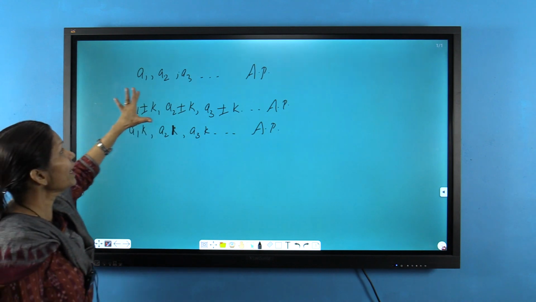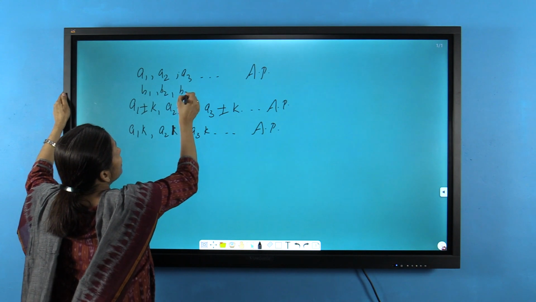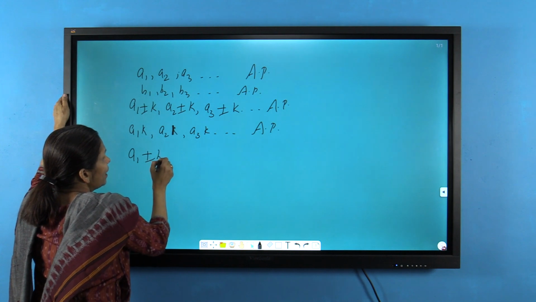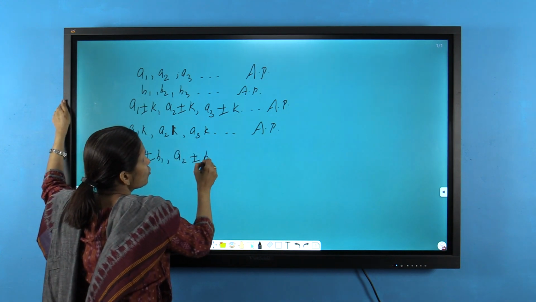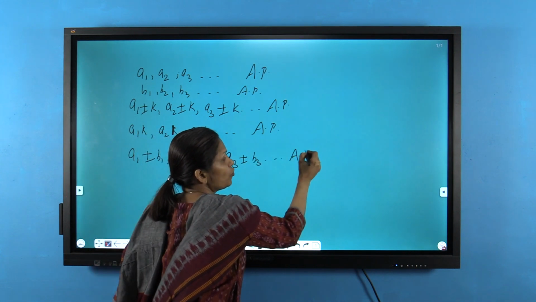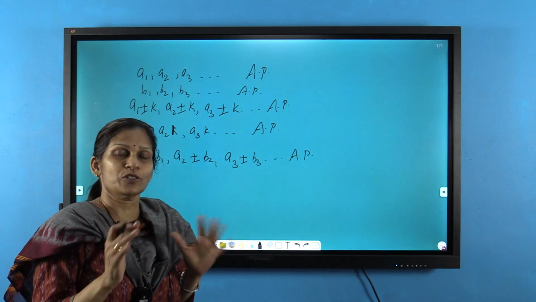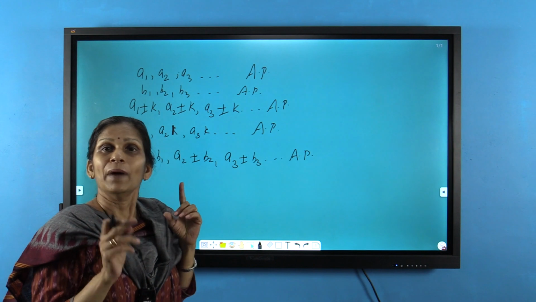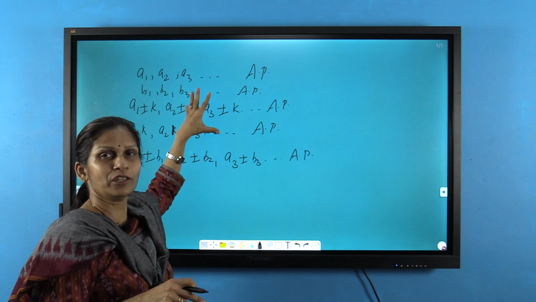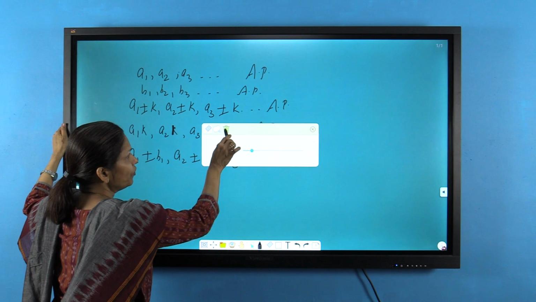Another thing: if A1, A2, A3 are in AP, and B1, B2, B3 are also in AP, then A1 plus or minus B1, A2 plus or minus B2, A3 plus or minus B3 will also be in AP. Two APs can be added or subtracted to get a new resulting AP. But this will not hold for multiplication or division. If you find the product of these two, they will not be in AP. Now, let us make use of that to do a few problems.